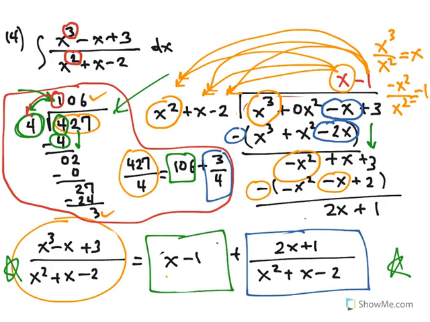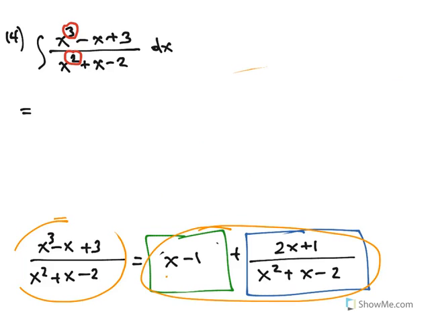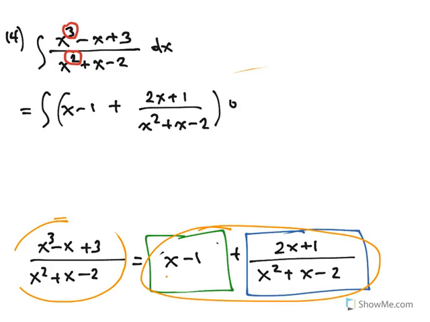So now I'm able to rewrite the integrand as you see here. So the integrand is rewritten after the polynomial long division as x minus 1 plus 2x plus 1 over x squared plus x minus 2, and we're integrating with respect to x.